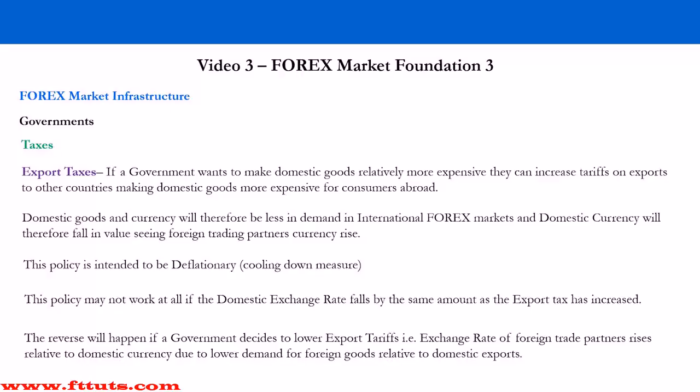Now think about this in terms of exports. If the deflationary measure of bringing an export tax on all goods produced domestically going abroad occurs, and let's say they put a 20% export tax on all goods going abroad, if the domestic exchange rate falls by the same amount as the export tax has increased, then it just negates the entire amount of the tariff. So basically, the semantics of this situation can mean that there's no change to imports and exports, but what's actually happened is that the exchange rate has moved. So it's quite important to understand the mechanics behind this, because it can affect exchange rates a lot.